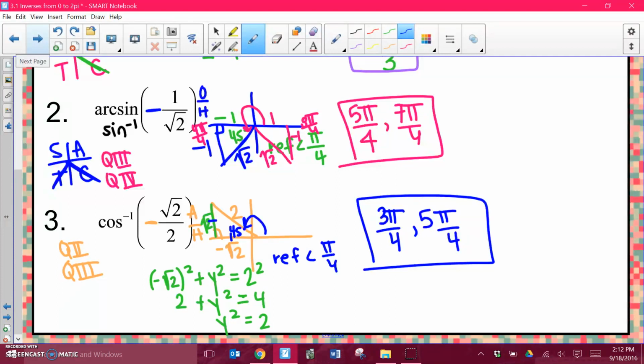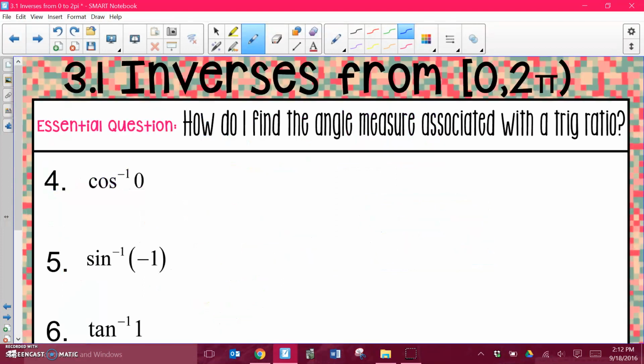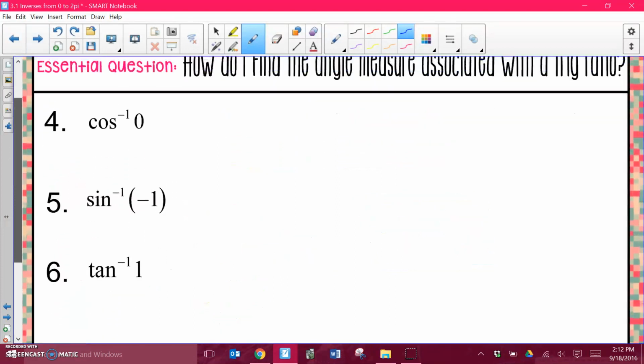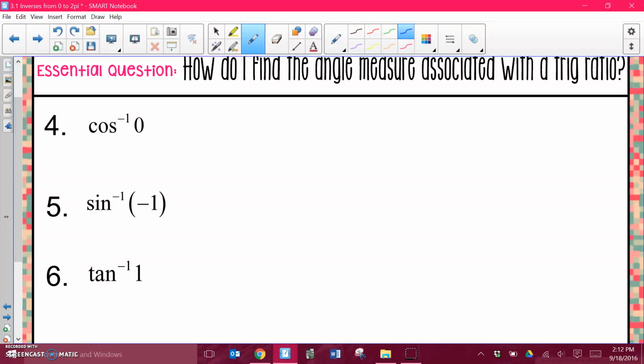Okay, so that's how we do it for regular ratios. If I'm looking at something like this, though, where I get the inverse cosine of 0, again, what I'm looking for here is the angle measure. I want to know what angle will give me a cosine of 0. They're not just asking you to find cosine of 0 to tell me on my OIO chart where that is.